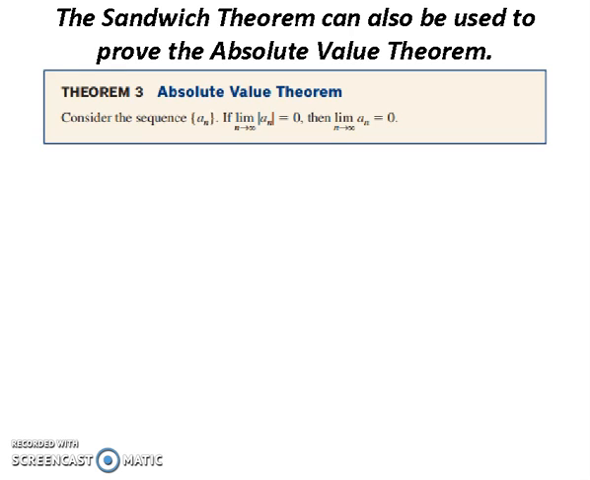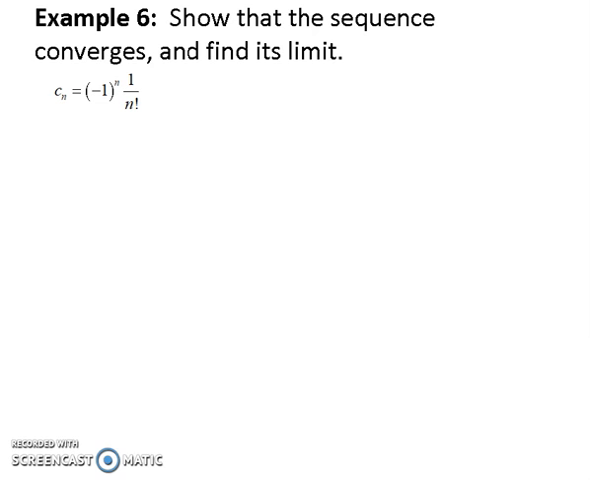Now, the sandwich theorem can also be used to prove the absolute value theorem. What the absolute value theorem says is that if you have a sequence a sub n, and the limit of the absolute value of that sequence is 0, then the limit of the original sequence without the absolute value is also 0. So for example, I have c sub n equals (-1) to the nth power times 1 over n factorial, and I want to show that it converges and find what it converges to.